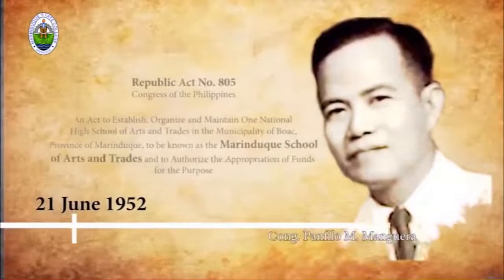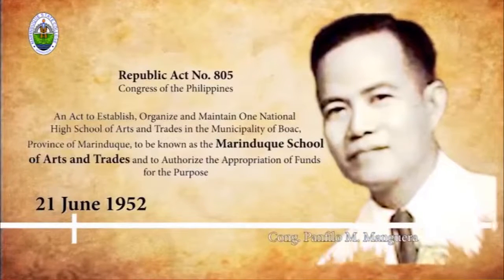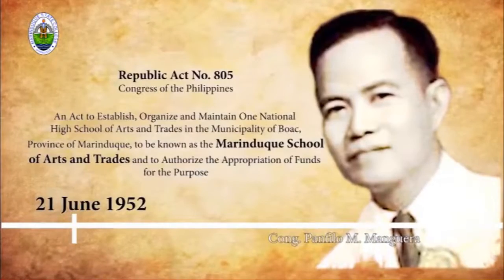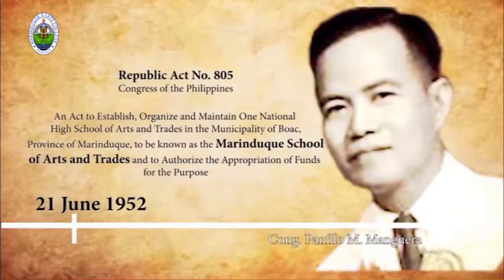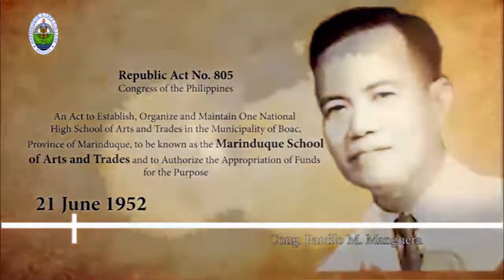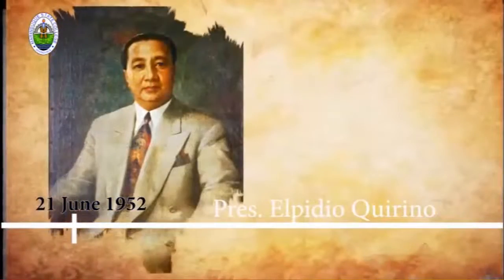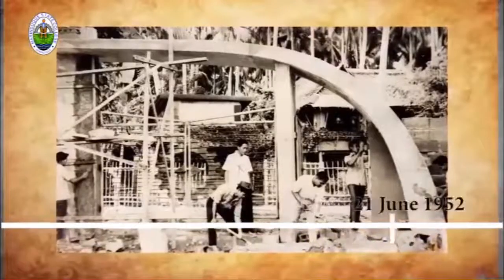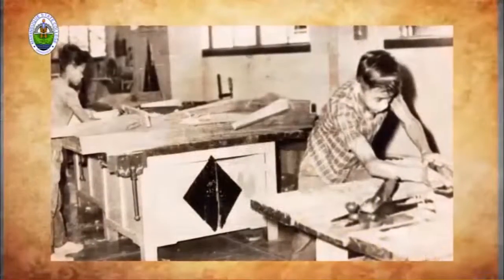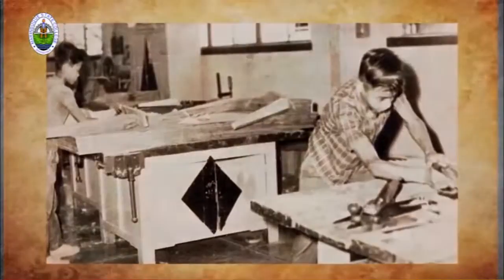Marinduque State College was established first as a trade school on June 21, 1952, through Republic Act 805, authored by the late Congressman Panfilo M. Manguera and signed into law by the then President Elpidio Quirino. The school was then known as the Marinduque School of Arts and Trades, or MASAT, that offered a 2-year technical education and the 4-year secondary curricula up to 1975.